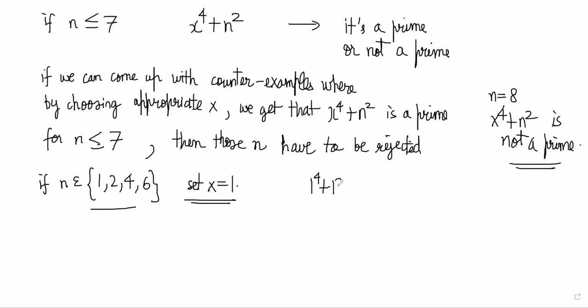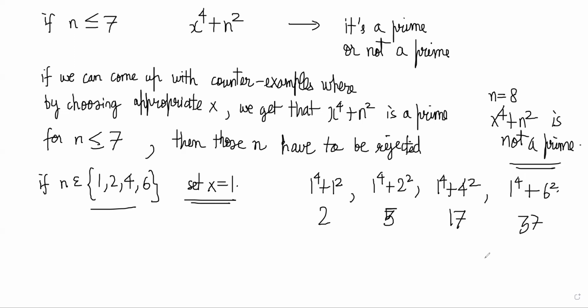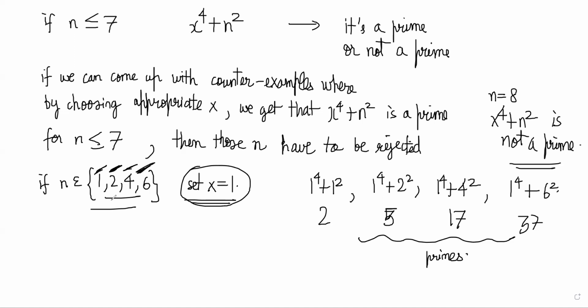1 power 4 plus 1 square, 1 power 4 plus 2 square, 1 power 4 plus 4 square, and 1 power 4 plus 6 square. And in all these cases, this is 2, this is 5, this is 17, and this is 37. These are all prime numbers. So for the cases n is 1, n is 2, n is 4, and n is 6, you can put x is equal to 1, and you are getting prime numbers for this, right? So those numbers are rejected.